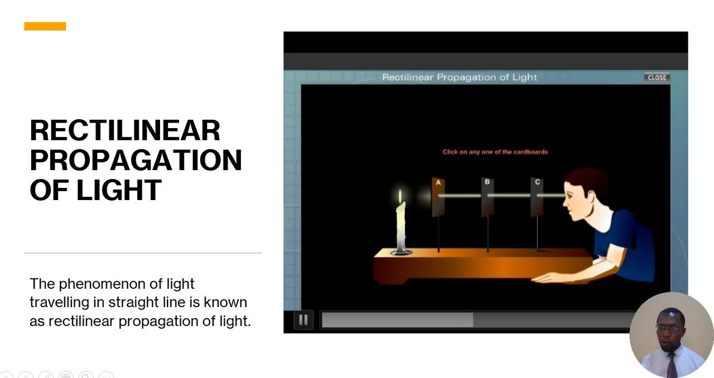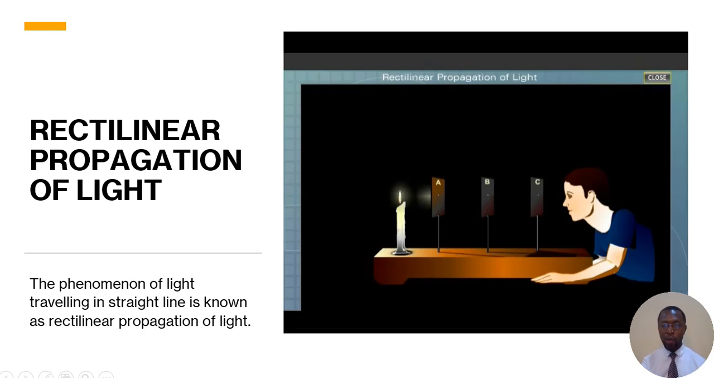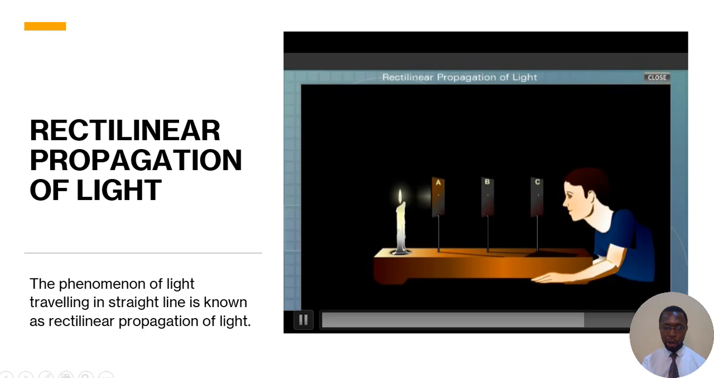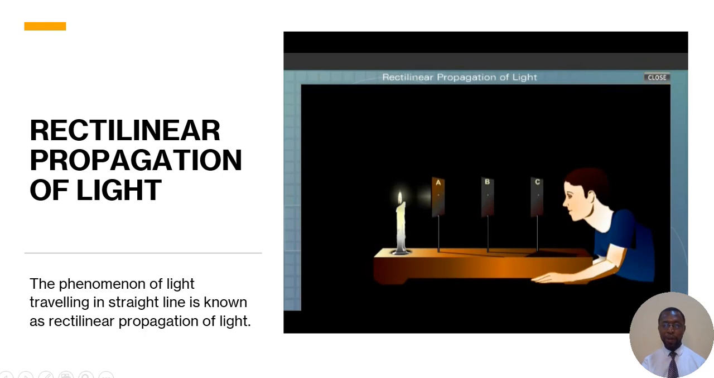But the moment that you move cardboard C away, you tilt it a little to another direction, you will see that the viewer could no longer see the light rays. That will tell you that light travels on a straight line. Because the straight line has been tampered with, the light couldn't go through the 2nd and the 3rd. But as soon as it was adjusted again, it goes through the 2nd cardboard hole, and the 3rd, and the viewer can see it. So this is how to prove that light travels on a straight line, and it's known as rectilinear propagation of light.